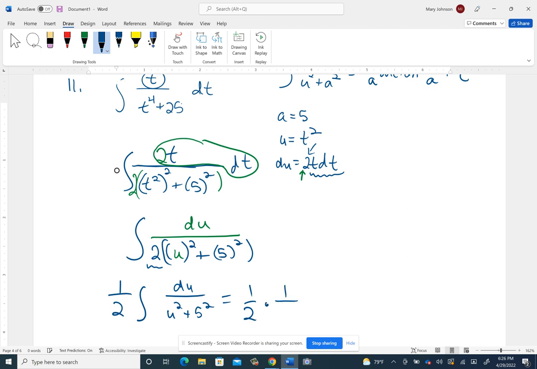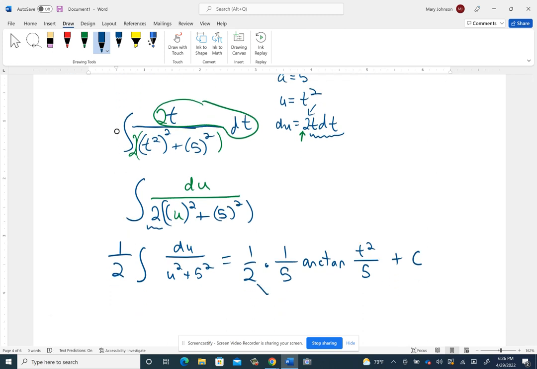Then you're going to do 1 over a, which is 1 over 5. You're going to have your arctan, the u, which let's go ahead and put the u back in. The u, which is t squared, over the a, which is 5, and then plus c. So then you just need to clean up a little bit, because the 1/2 and the 1/5 would be 1/10.